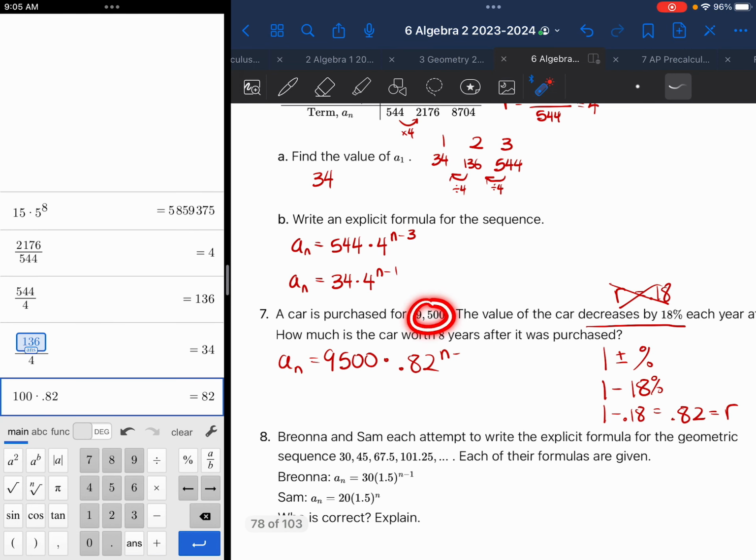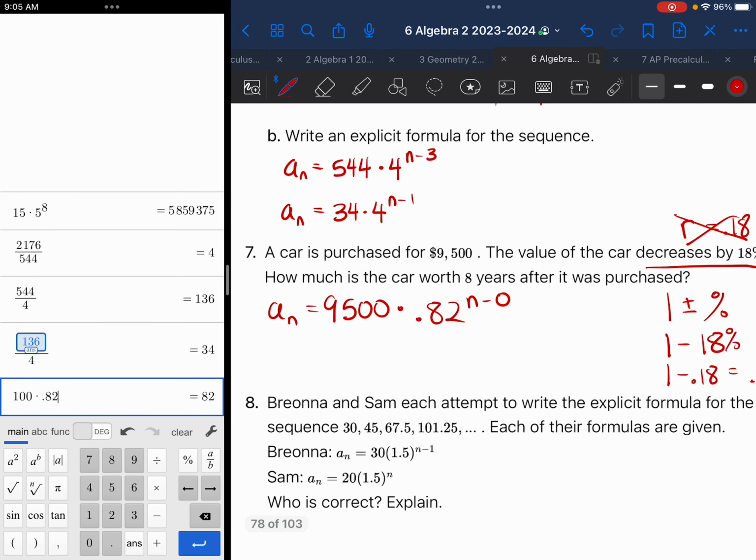The car is purchased for $9,500, and then the year after that, it goes down by 18%. So on the 1st year, it's already gone down. This is the price of when we were at 0. It's a little bit hard to understand that. This is not 1 year after the car is purchased. If it was, I'd write an n minus 1. This is the cost of a brand new car with time equal to 0. So technically up here, I should have a 0. N minus 0.